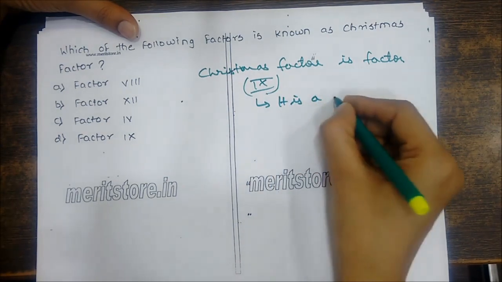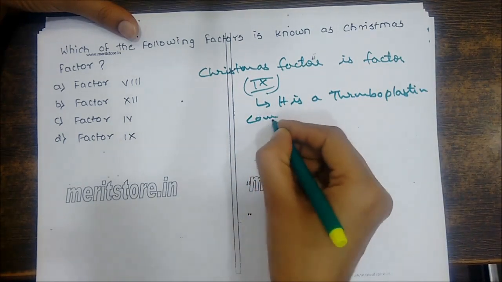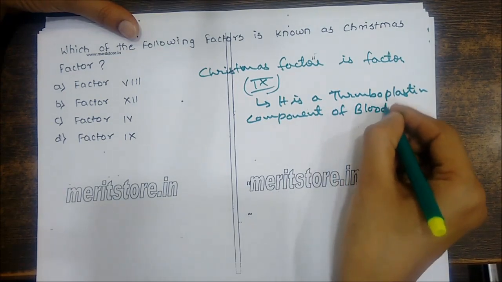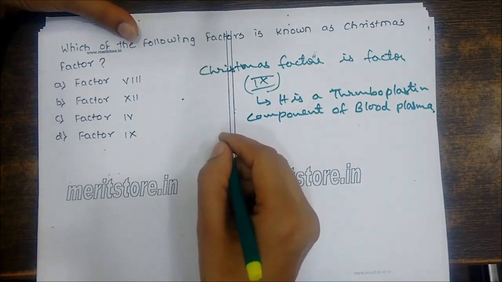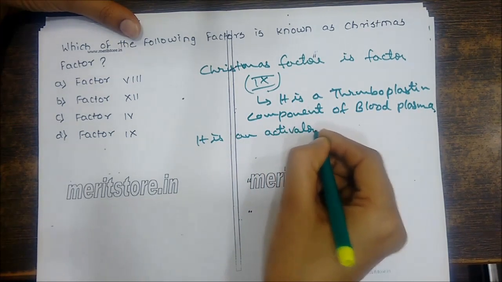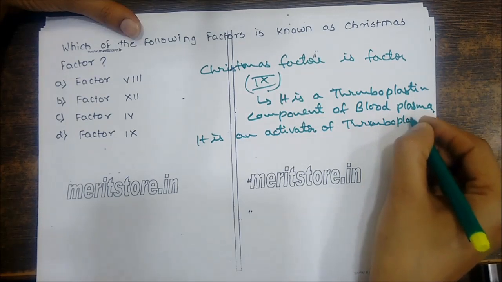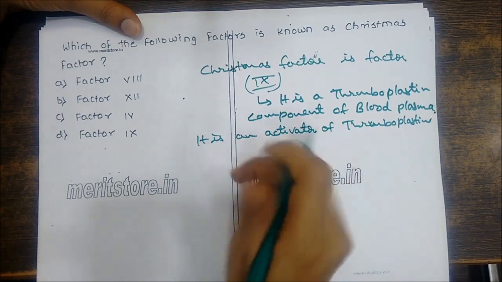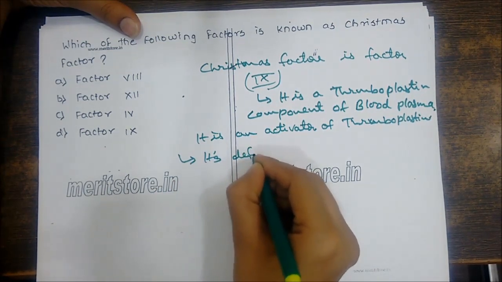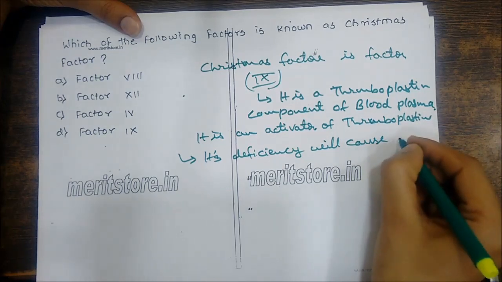It is a thromboplastin component of blood plasma. It is an activator of thromboplastin. The deficiency of this factor will cause the hemophilia disease in human beings. Its deficiency will cause the hemophilia.